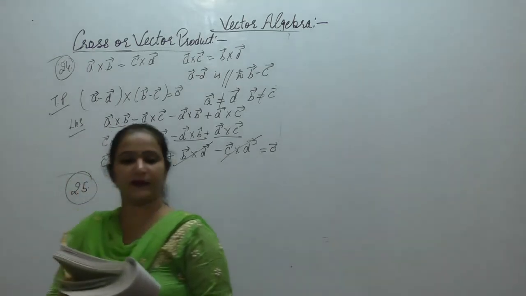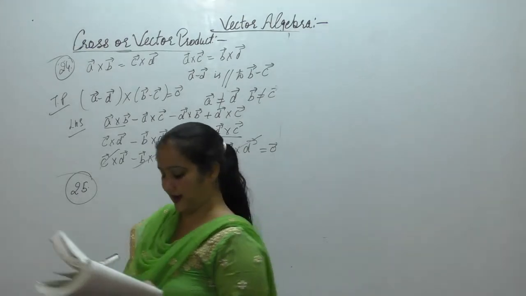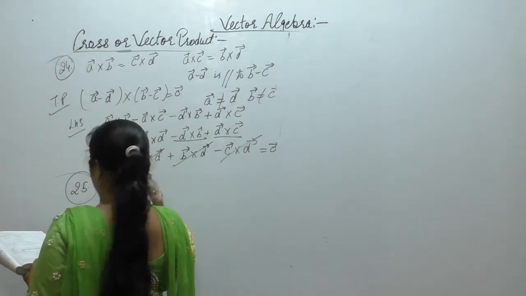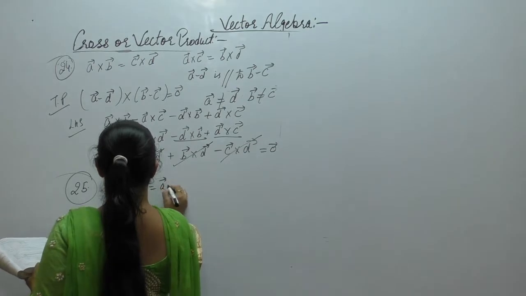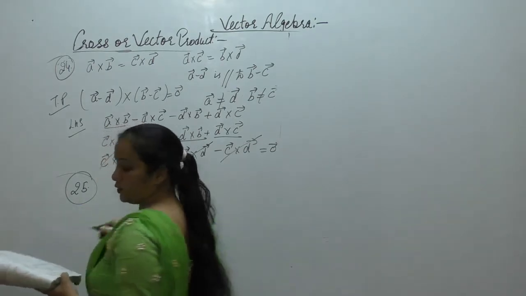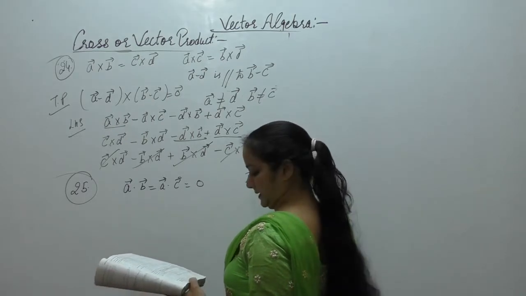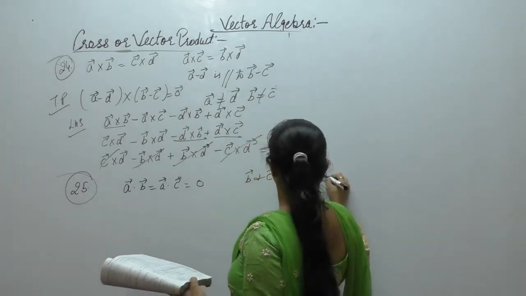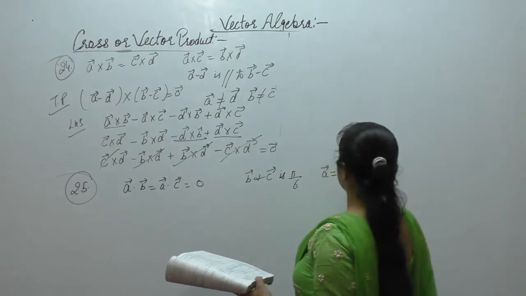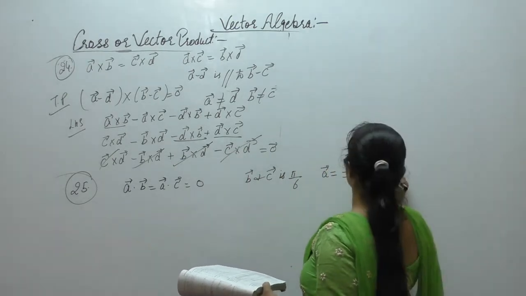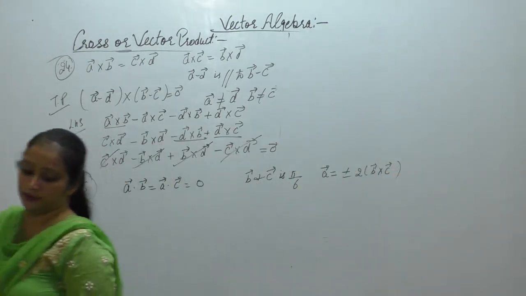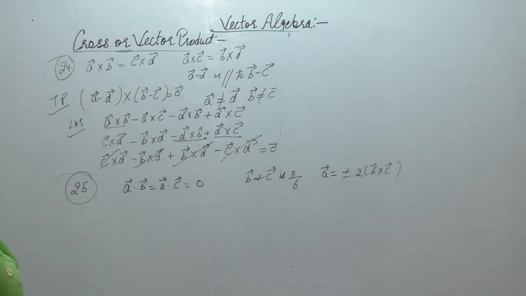Let A vector, B vector, C vector be unit vectors such that A dot B is equal to A dot C is equal to 0, and the angle between B vector and C vector is pi by 6. Prove that A vector is equal to plus or minus 2 times B cross C vector.